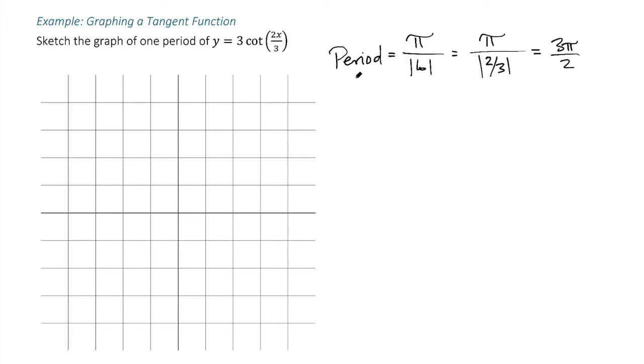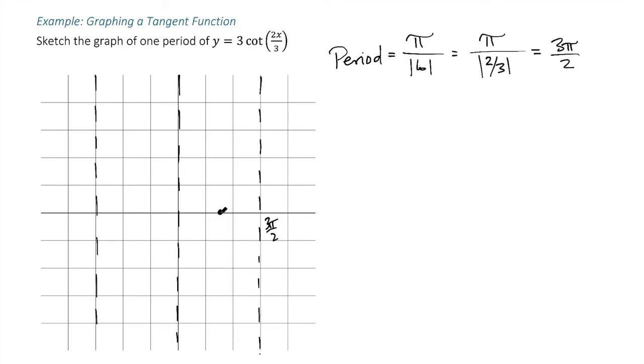Now, every multiple of our period is where our asymptotes are. So at 0, we have an asymptote, and at 3 pi over 2. I'll let each of those squares in the horizontal represent pi over 2, pi over 2, and so on. Halfway between those points, I get 0. So this is at 3 pi over 4, 0.